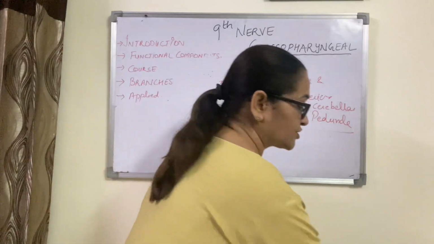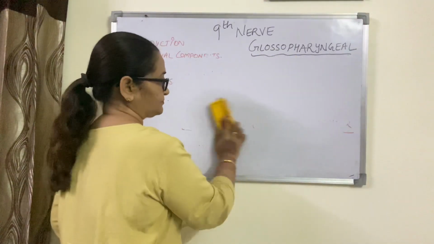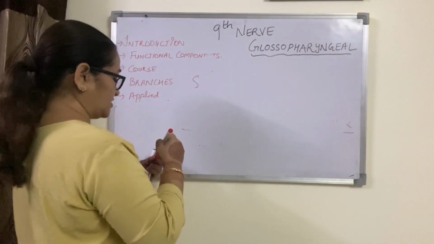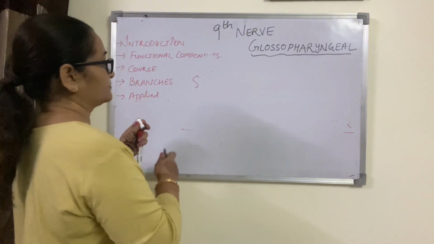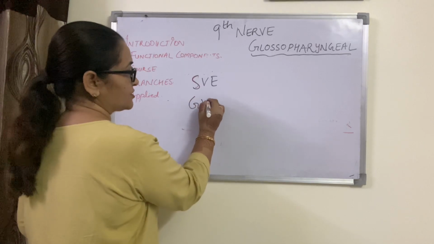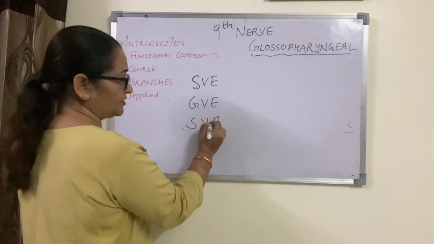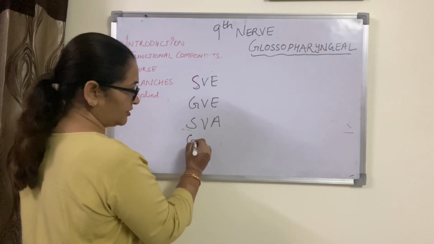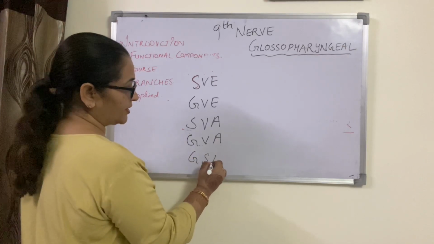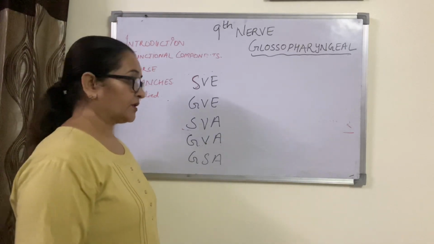Now coming to the functional components. The functional components of this nerve are special visceral efferent, then general visceral efferent, then special visceral afferent, then general visceral afferent, and then general somatic afferent. Now these are the functional components of this nerve.